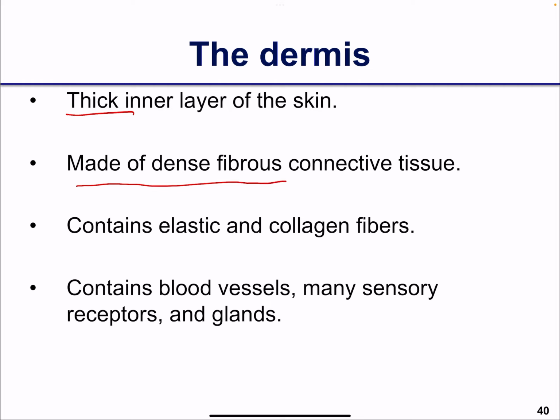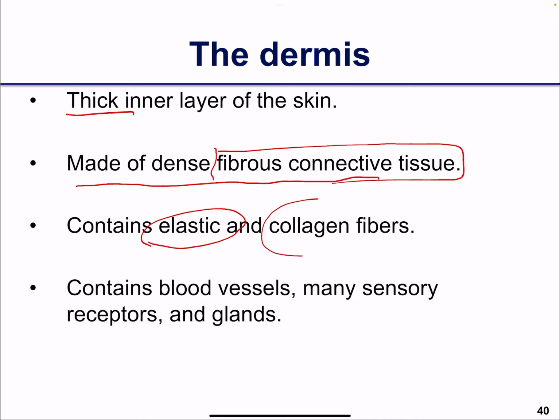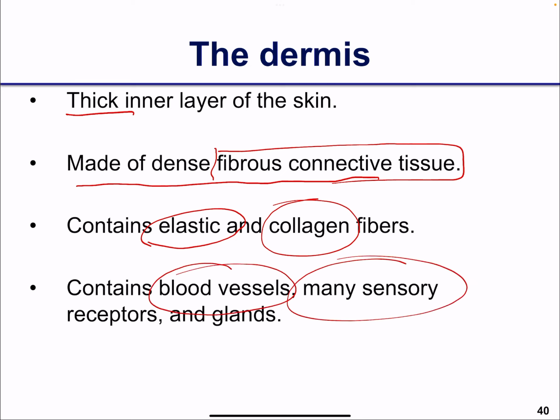The dermis is thick, it's more inside, made up of fibrous connective tissue. Fibrous connective tissue contains elastic fibers and collagen fibers. You're going to find there blood vessels, we saw that, many sensory organs, receptors, and glands.